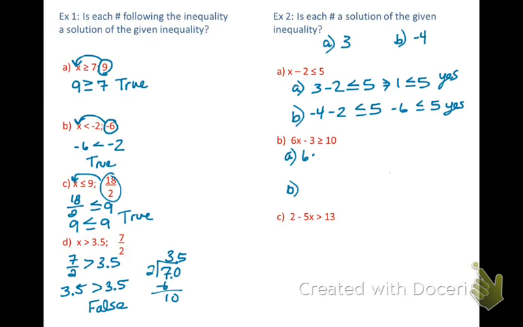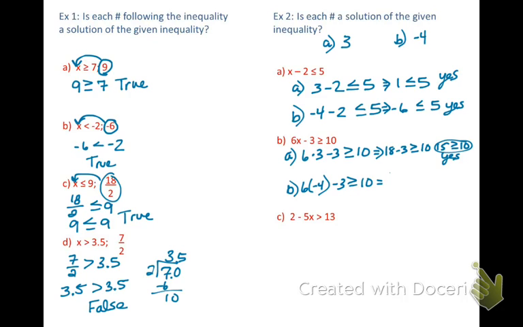So you would go 6 times 3 minus 3 is greater than or equal to 10. And 6 times -4 minus 3 is greater than or equal to 10. So I would do 18 minus 3 is greater than or equal to 10, and that would be 15 is greater than or equal to 10. That is a true statement, so that's yes.